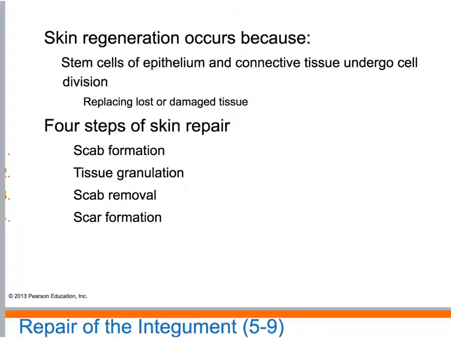Skin regeneration is unique to the integumentary system. It occurs because the stem cells of the epithelium and connective tissue undergo cell division. It happens in 4 steps: scab formation, tissue granulation, scab removal, and scar formation. Again, we're going to go right to the image to show what's going on.